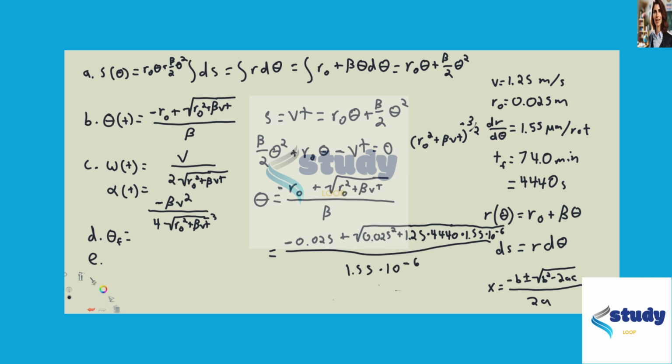Okay, and then all we need to do is plug that into the calculator, and we will get a final answer here of 22,922. Down to 3 sig figs will give us 22,900 rotations.